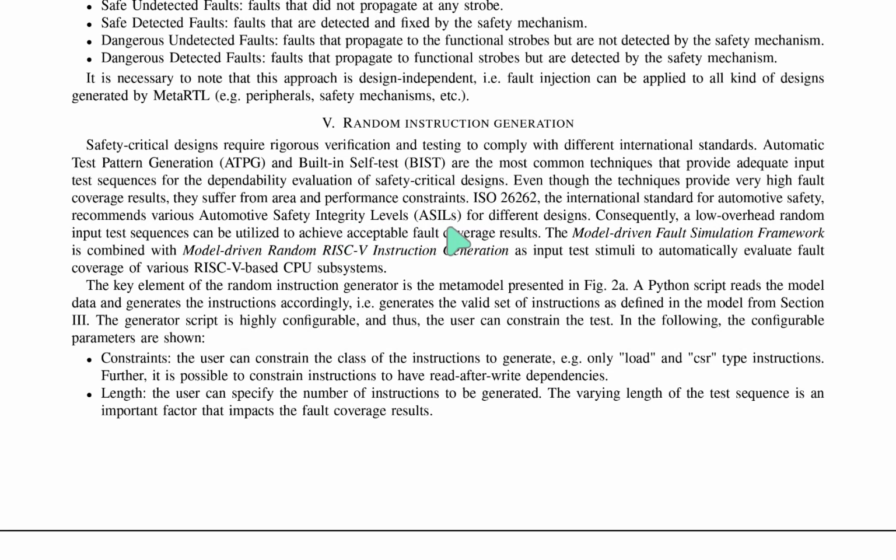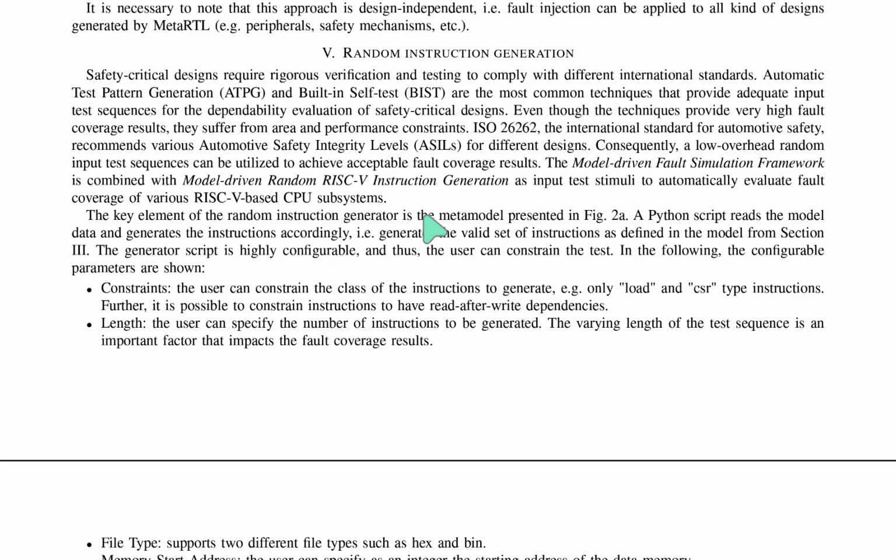Consequently, a low-overhead random input test sequence can be utilized to achieve an acceptable fault coverage result. So the model-driven fault simulation framework is combined with model-driven random RISC-V instruction generation as input stimuli to automatically evaluate fault coverage of various RISC-V-based CPU subsystems. The key element of a random instruction generator is a meta model, presented in Figure 2a. A Python script reads the model data and generates the instructions accordingly.